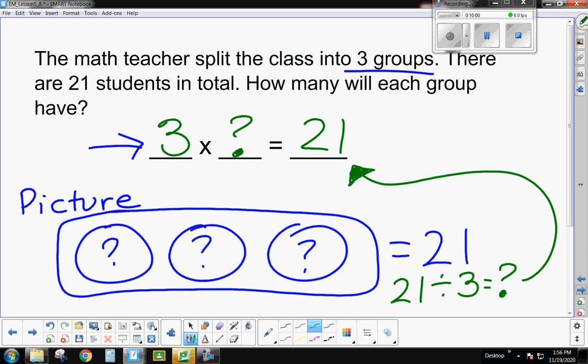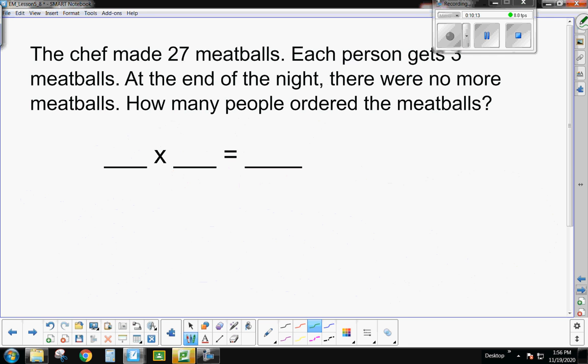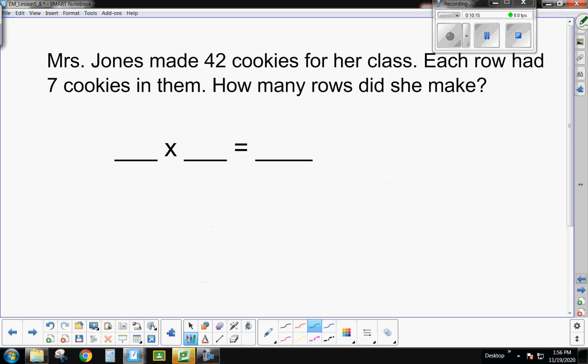If you don't already have the answer, pause the video. And the answer is 7. 3 times 7 equals 21. Whoops. All right, the next one, it says Mrs. Jones made 42 cookies for her class. Each row had 7 cookies in them. How many rows did she make? Go ahead, I want to see your picture, and I want you to write a number model. Go ahead and pause the video.